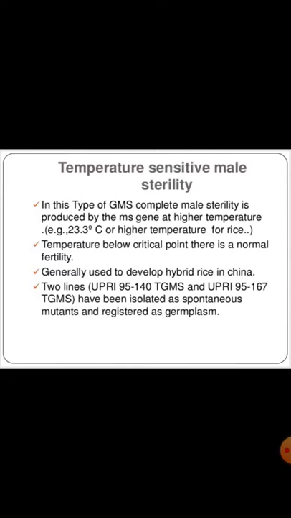The two lines UPRI 95-140 TGMS and UPRI 95-167 TGMS have been isolated as spontaneous mutants and registered as germplasm. So these two lines are registered as germplasm for male sterility that are temperature sensitive genic lines.